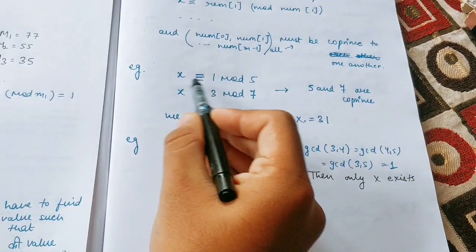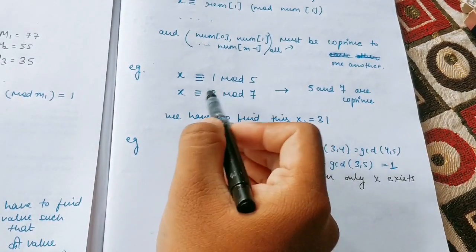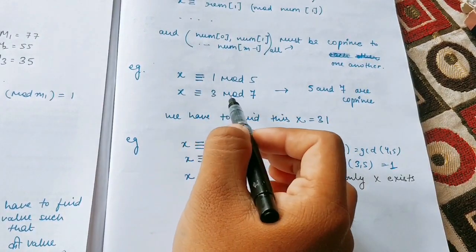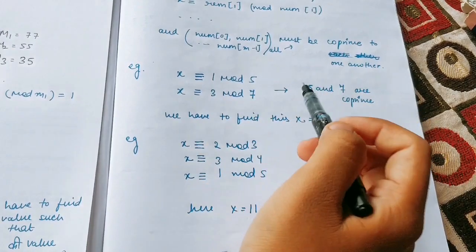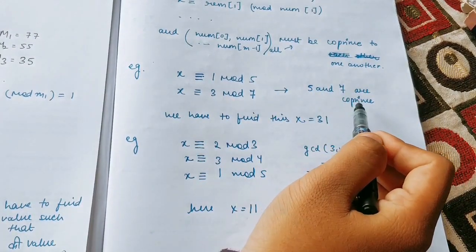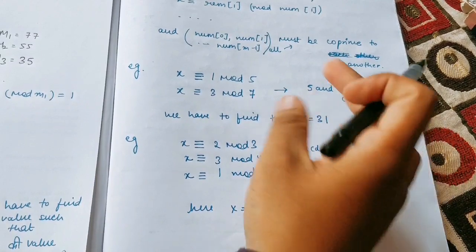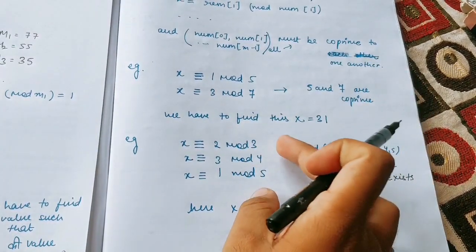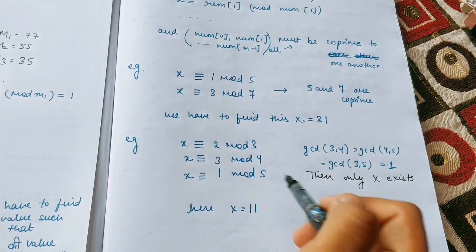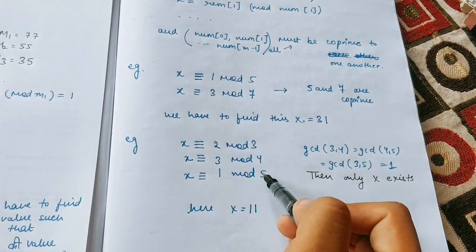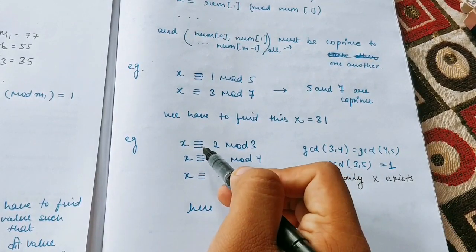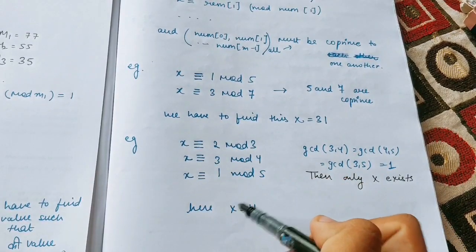Suppose for example, x is congruent to 1 modulus 5 and x is also congruent to 3 modulus 7. If we have to apply the Chinese remainder theorem here, what we are supposed to do is that 5 and 7 should have GCD 1. That is, 5 and 7 should be co-prime. If we have three expressions, then 3, 4 and 5 should all be co-prime to each other. That is, GCD of 3, 4, 4, 5 and 5, 3 should be equal to 1. Only then can we find the value of x, else we cannot find the value of x. Okay, so this is a simple rule.